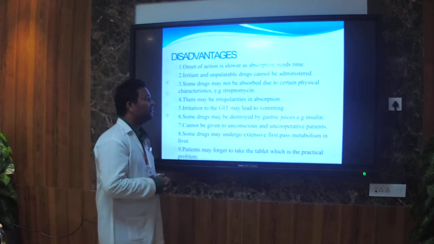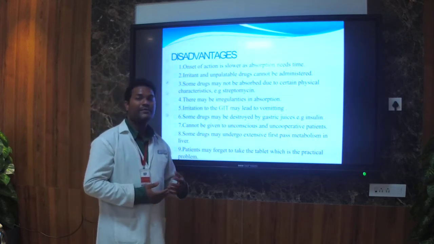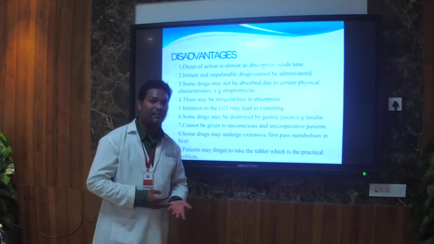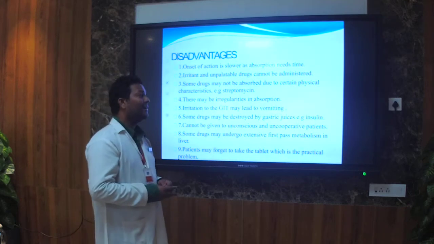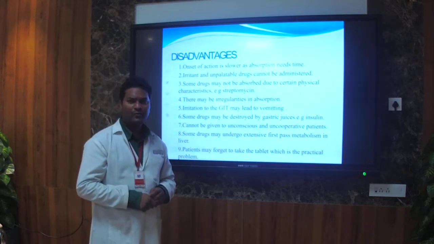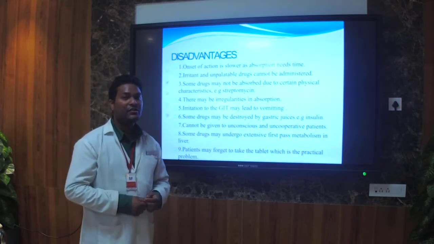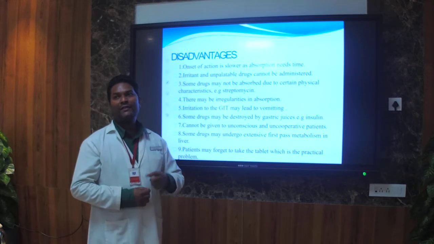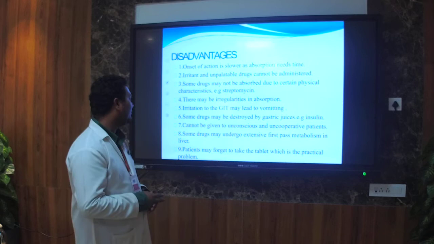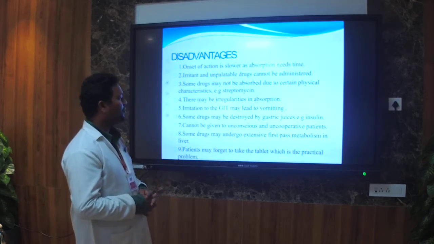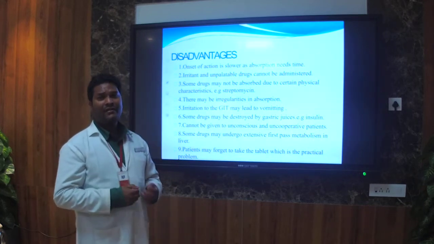Then there may be irregularities in the absorption. Sometimes the absorption is very slow, sometimes very fast. The adverse reaction can develop very fast for the patient. Irritation to the GI tract may lead to vomiting. It has happened so many times with the patients in my care. Whenever we gave the medicine to the patient per orally, if they were feeling nauseated, they would always puke out the medicine. So the vomiting will be there. Some drugs may also be destroyed by the gastric acid. As I said, the gastric acid has a low pH level.